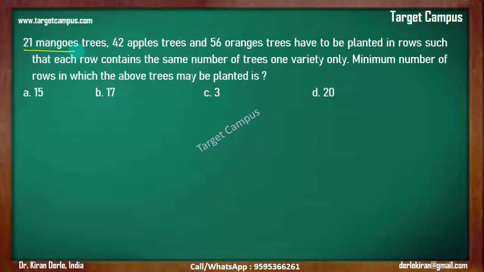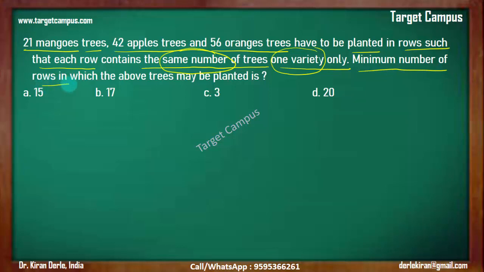21 mango trees, 42 apple trees and 56 orange trees have to be planted in rows such that each row contains the same number of trees. We want the same number of trees, HCF. This is what you have to learn from this particular question, how we apply HCF in these kinds of questions. Minimum number of rows in which the above trees may be planted. How many minimum number of rows?